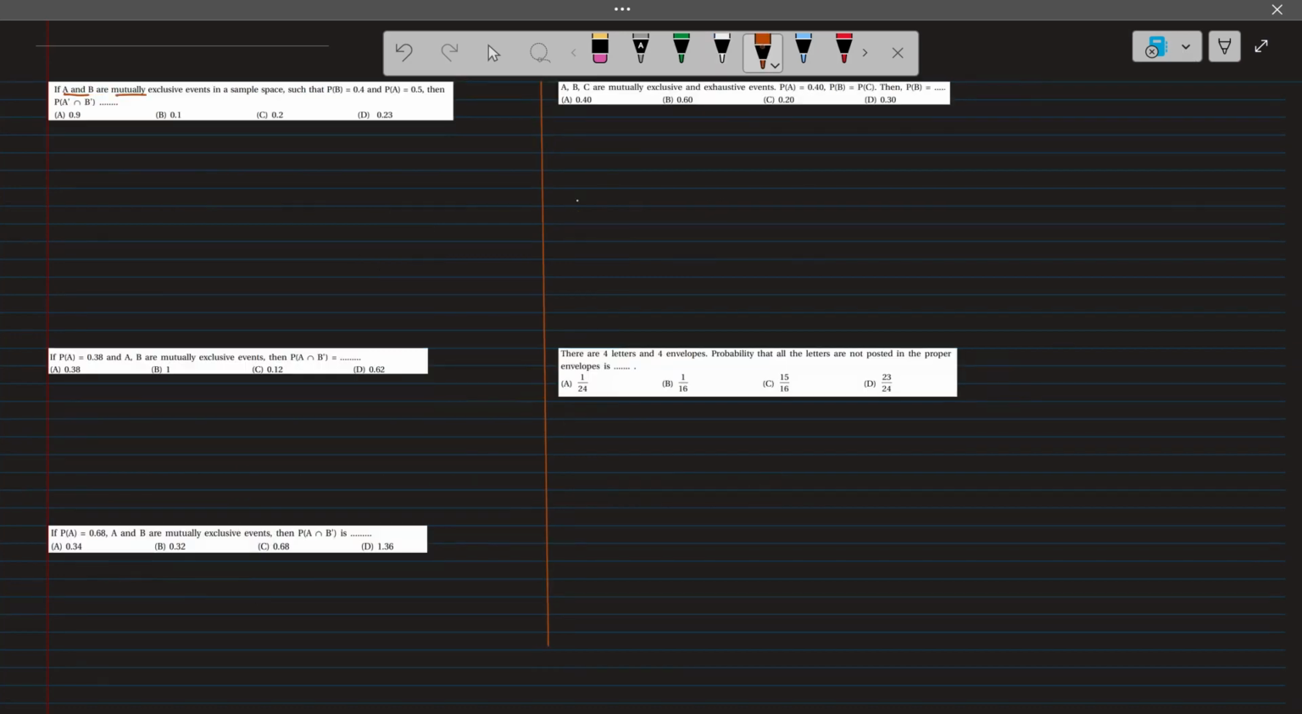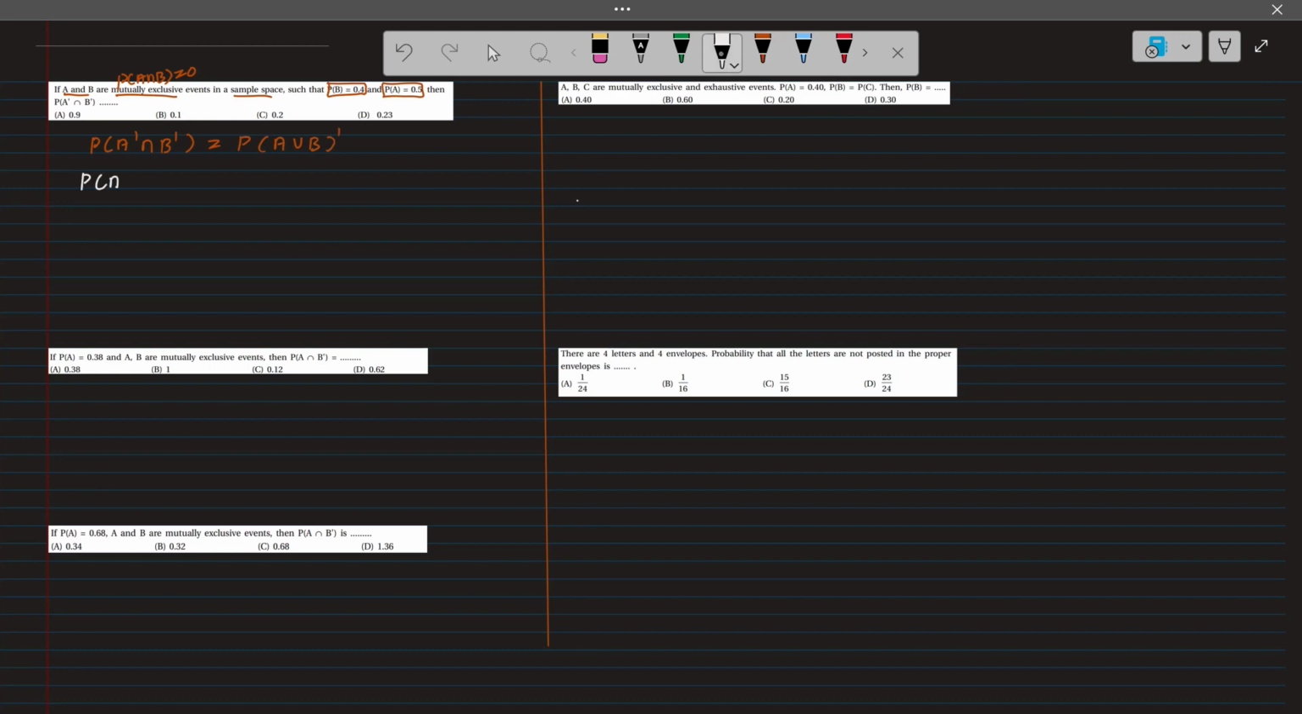A and B are mutually exclusive. Exclusive means the probability of the intersection is 0. The value of P of B is given, the value of P of A is given. We have to find the value of P of A dash intersection B dash. Now we will use De Morgan's law here. A dash intersection B dash is the whole of A union B, dash. So it is P of (A union B) whole dash.